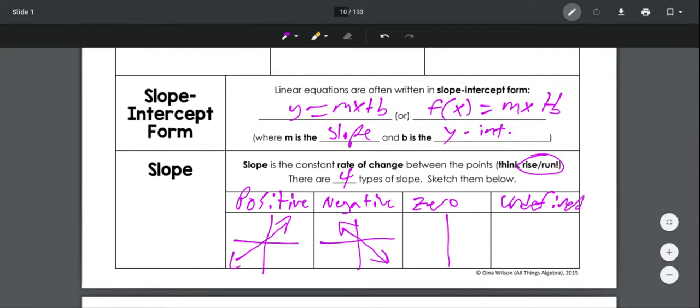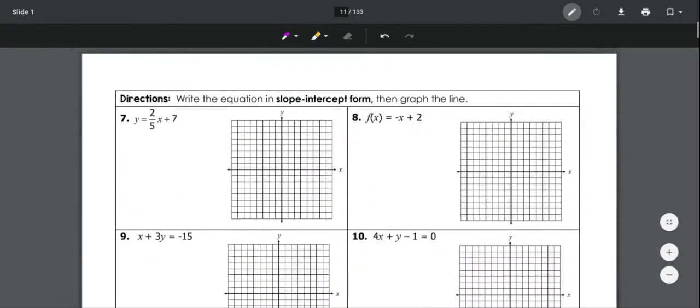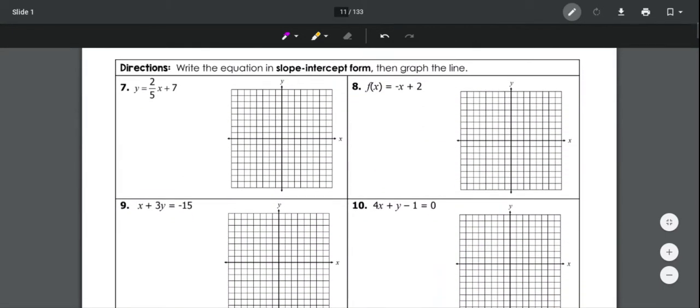A zero slope is horizontal. So the slope for a horizontal line is always 0, and then the opposite is true for undefined. Undefined means our line is vertical. The slope of a vertical line is undefined. Okay, so then we'll write the equation in slope-intercept form and graph it. I'm hoping we all know how to graph these.